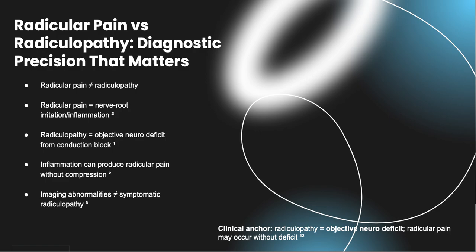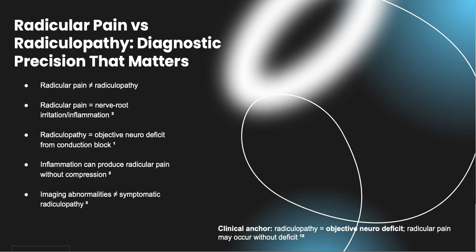In contrast, Tarulli and Raynor state that, quote, radiculopathy refers to the objective loss of sensory and/or motor function in a nerve root distribution due to nerve root compromise. That word objective is critical. Radiculopathy requires and reflects impaired conduction. Radicular pain does not. Inflammatory sensitization may produce severe radiating pain even when strength and reflexes are normal.